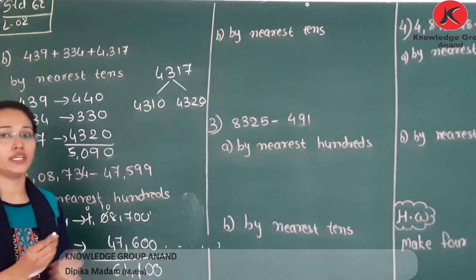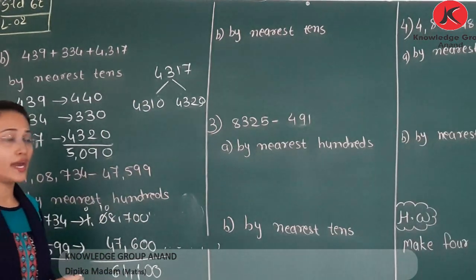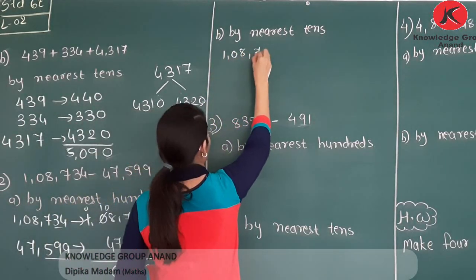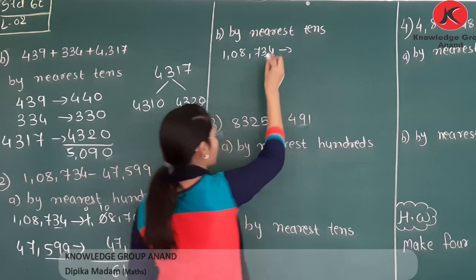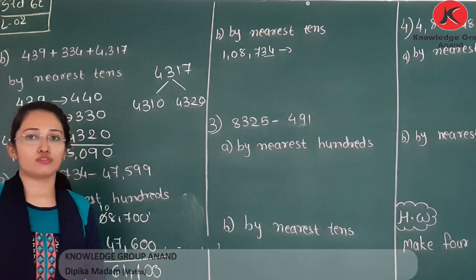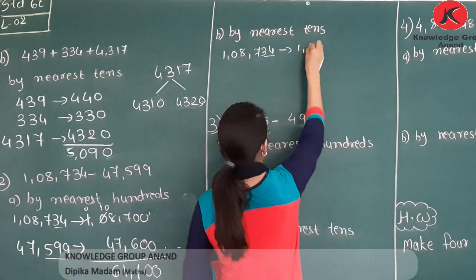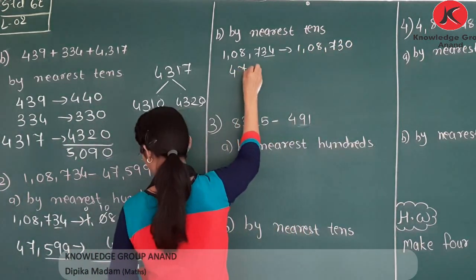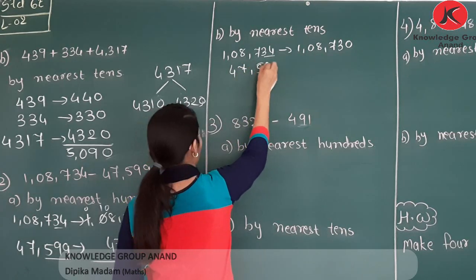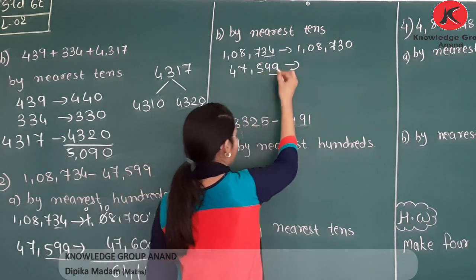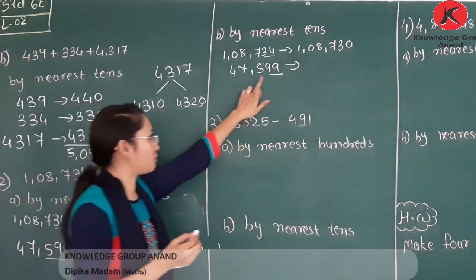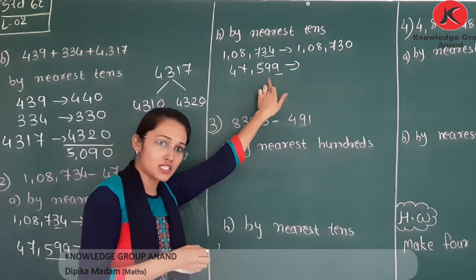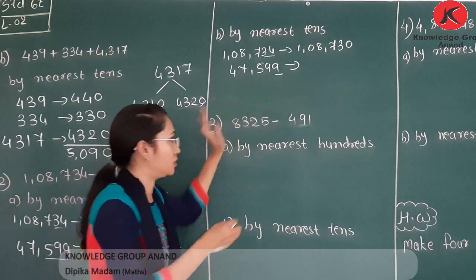Now we will perform nearest tens. Means you need to check the last digit, that is 108,734. Now 34 is between 30 and 40, nearest to 30. So 108,730. Then 47,599. Now the last two digits with the last one digit 9, it is 10. So if you perform the estimation here, you will get 600.